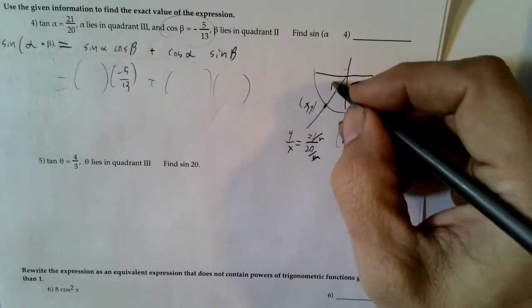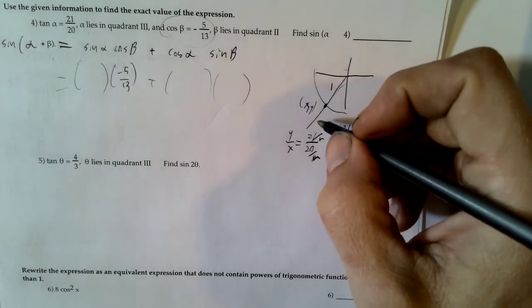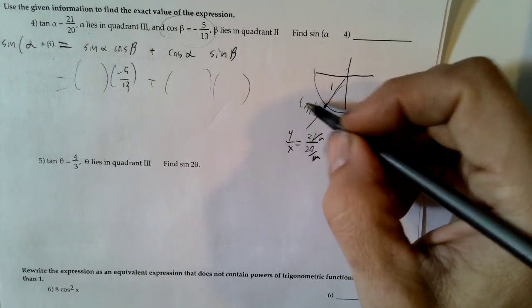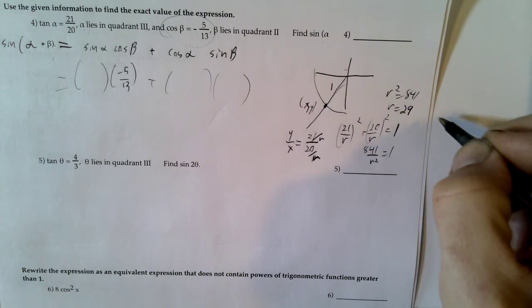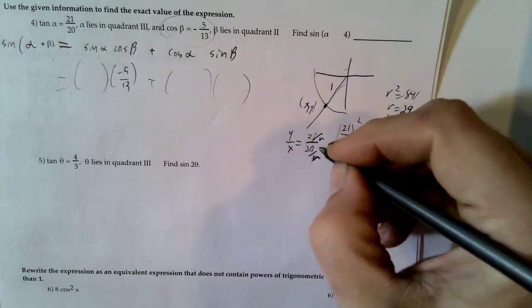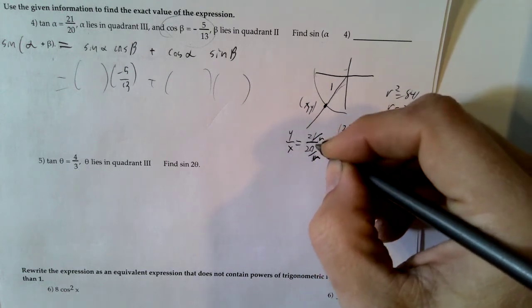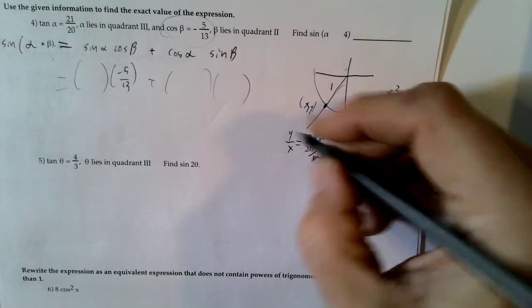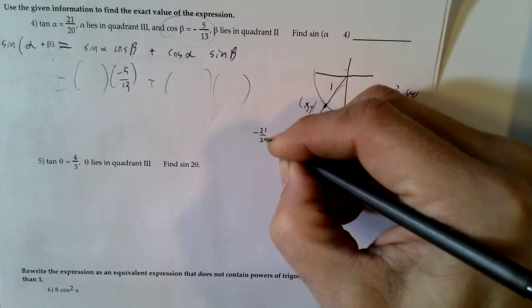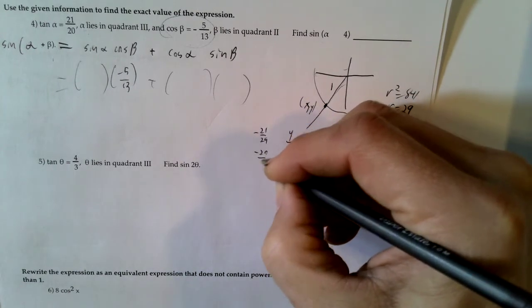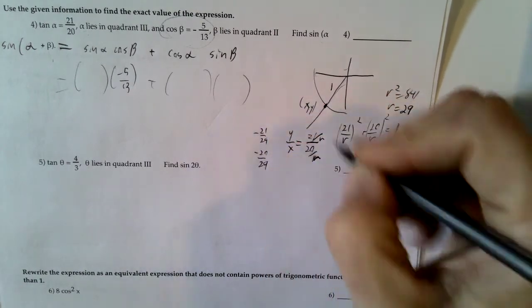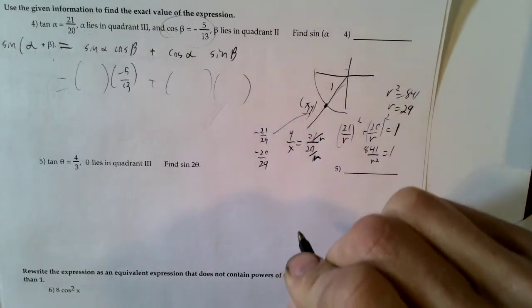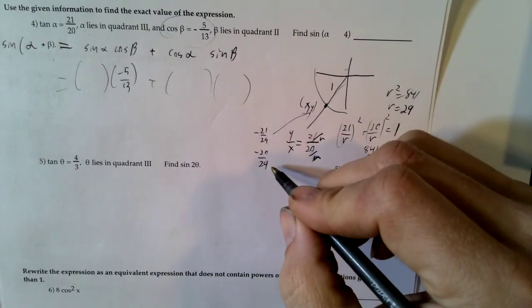But these are actually negative. We have to keep that in mind. That's the quadrant 3 part. These have to really both be negative. R is plus or minus the square root of 841, which is 29, and we actually need these to be negative. So y would be negative 21 over 29, and x would be negative 20 over 29. Those are the actual values on the unit circle there, and so that's sine and cosine of that angle.